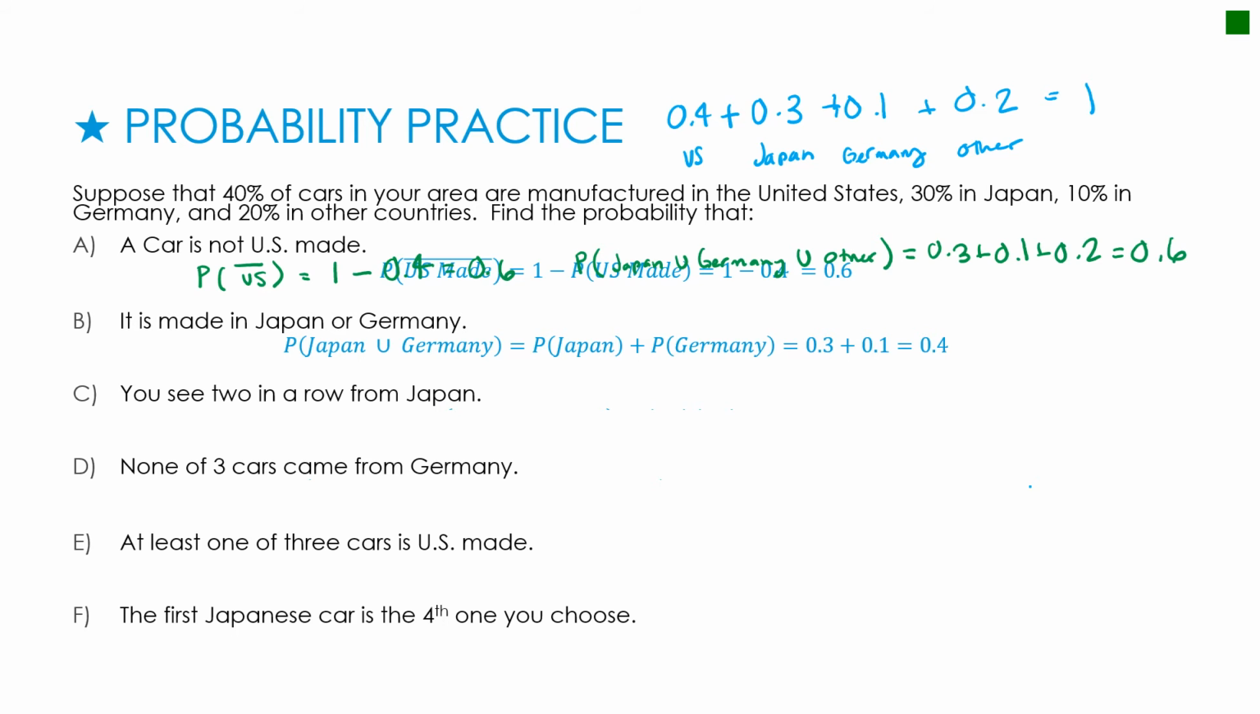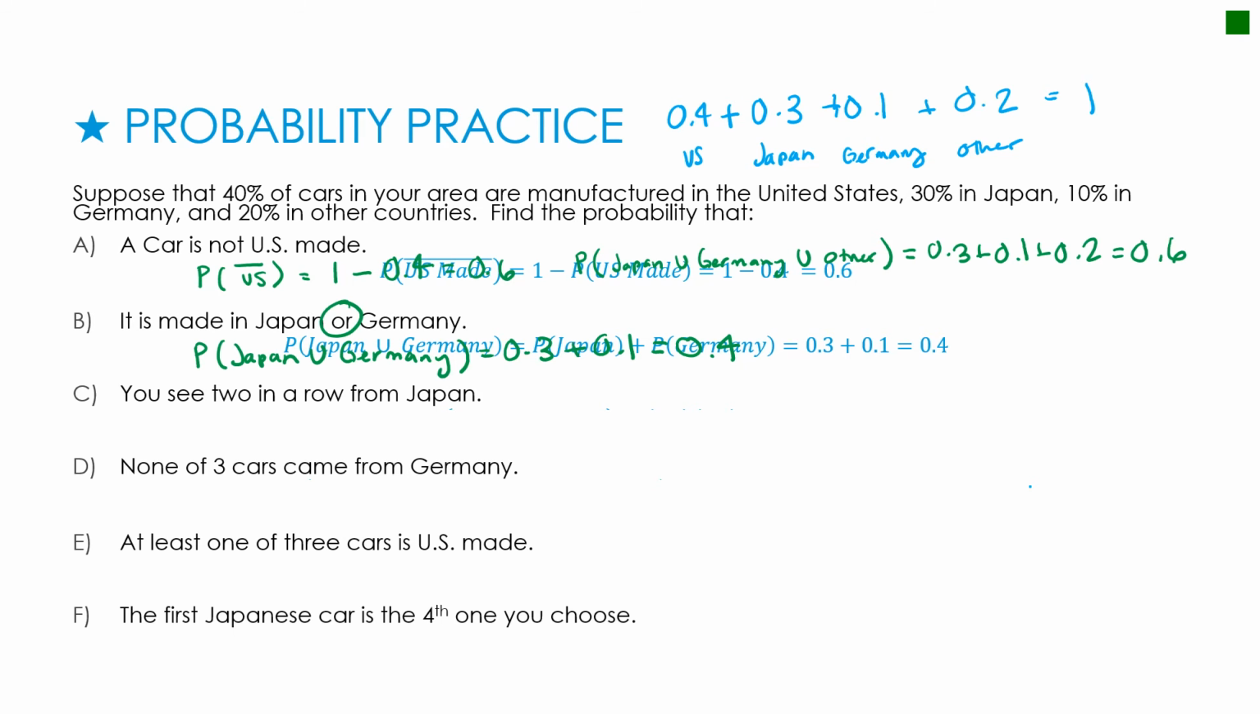B, it is made in Japan or Germany. So again, or Germany means P, Japan union Germany. And Japan is 0.3, and Germany is 0.1. And so if I add those together, I get 0.4.